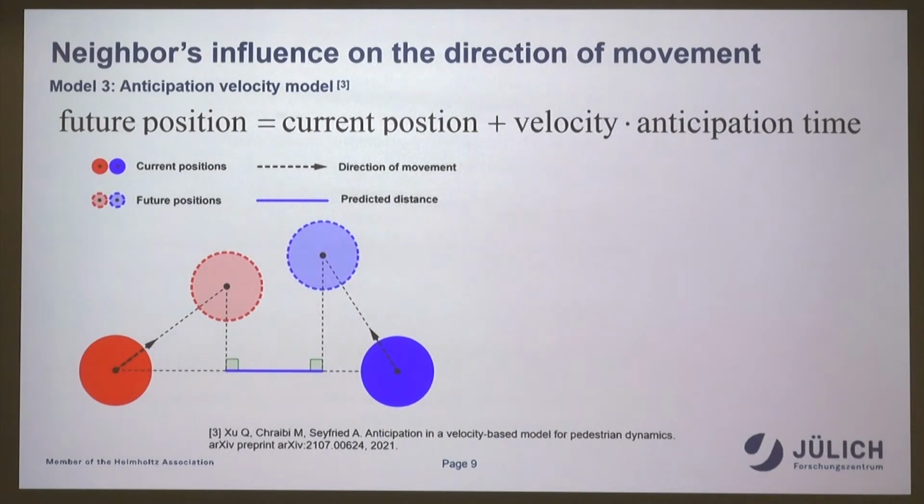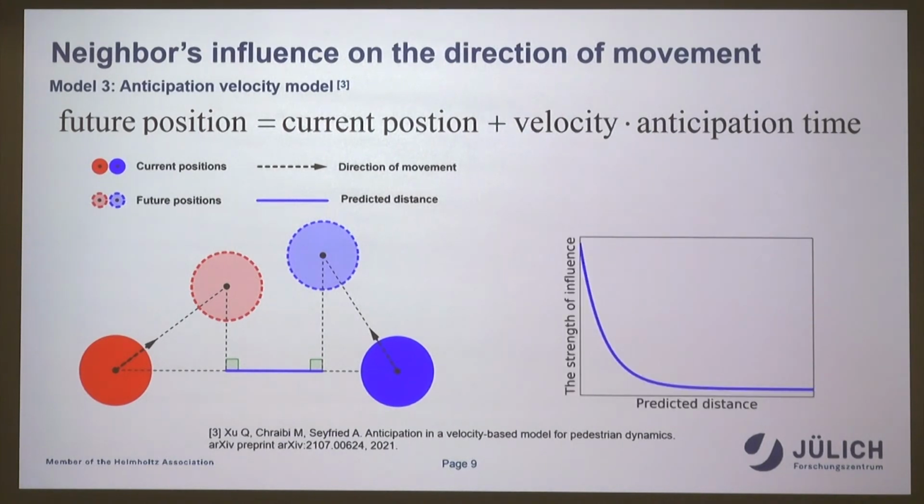This means the direction is always perpendicular to the desired direction of the red one. The last model is called the anticipation velocity model. We still use the same method as the last one to calculate the direction of the influence. But for the strength of the influence, we introduce anticipation by considering the future positions of the agents. Therefore, to calculate the strength of the influence, we use the predicted distance between 2 agents instead of the actual distance between them.